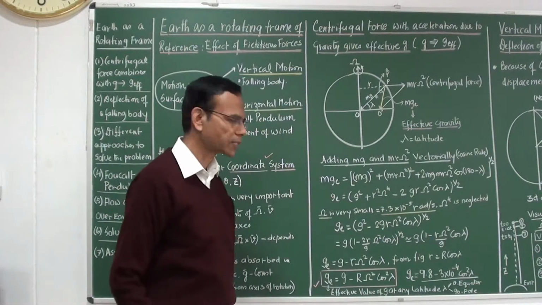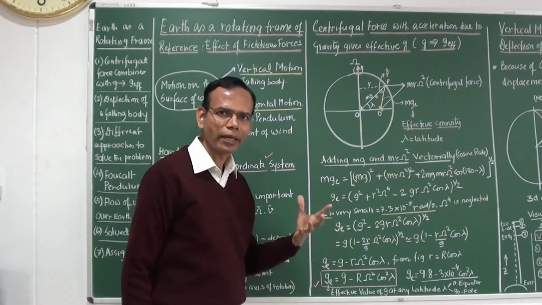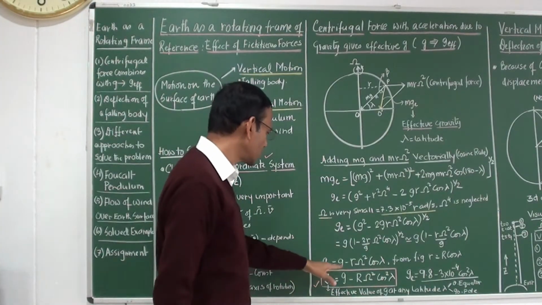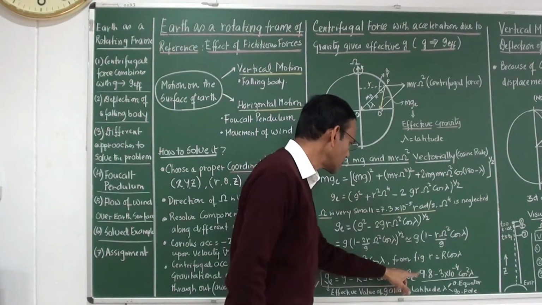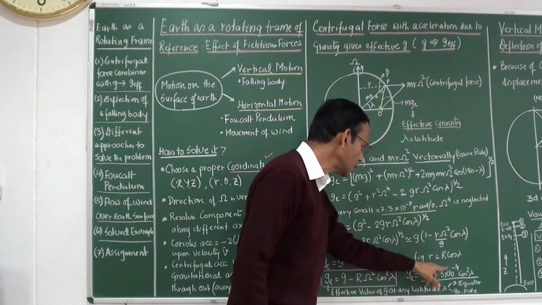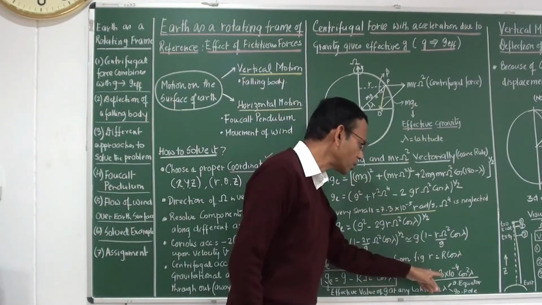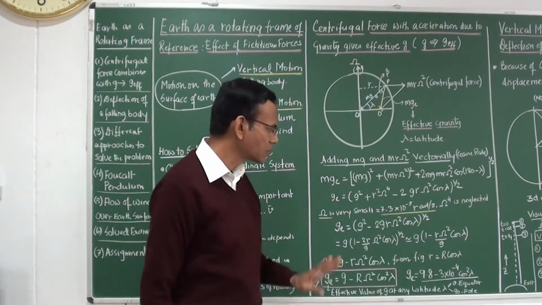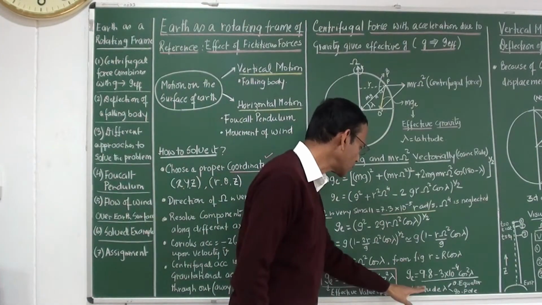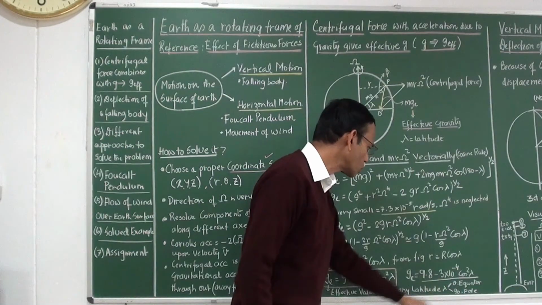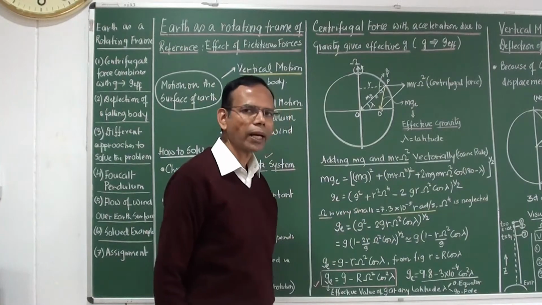So this is my final expression, that the effective gravity, as I call it, is g minus this term. If I put in numerical values, it is 9.8 minus 3 into 10 raised to minus 4 cos square lambda. So you can see this term is really very small. Effective value of g at any latitude lambda. Now what is cos square lambda? Lambda is 0 at the equator.